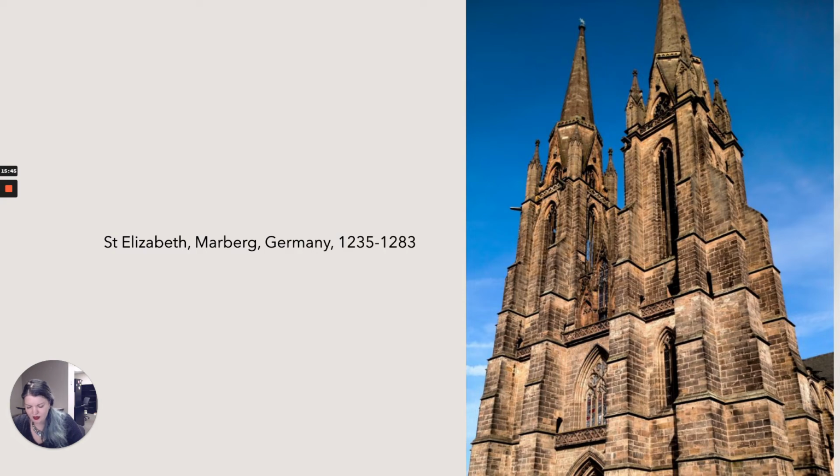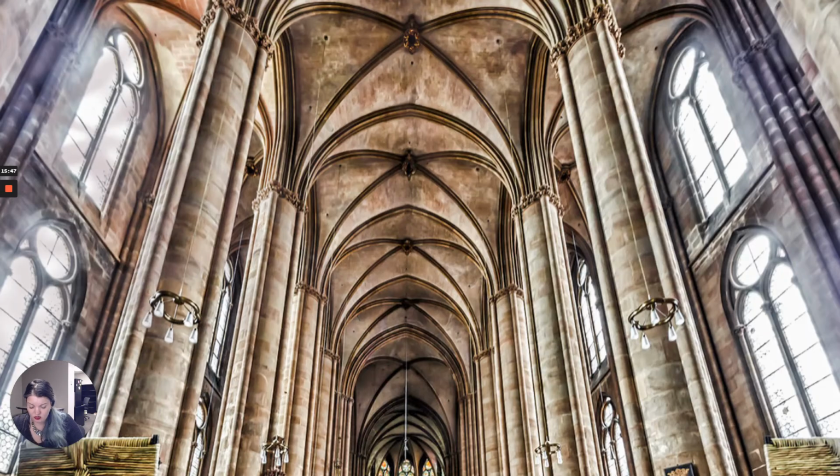And this is a Hallenkirche design, which is the German word for hall church. And remember, we've talked about hall churches before. A hall church is where the aisles are the same height as the nave, right? So you can see here we have the nave and then we have the aisles. And a lot of light can come in when you have a hall church design.